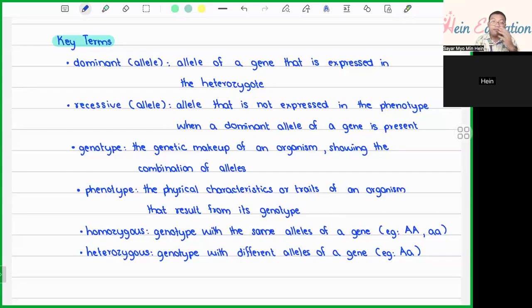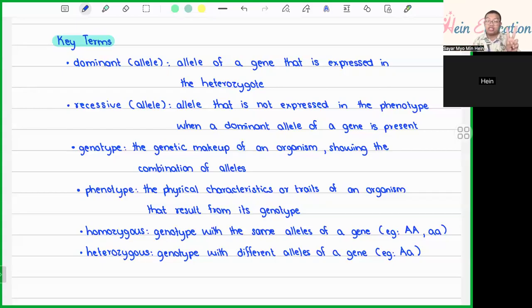So I will go over one more time. We have dominant and recessive. Dominant is the trait or character that will be expressed even in the heterozygous stage. And recessive is not expressed in the phenotype when there is a dominant allele present. So it needs both alleles to be together to be able to express in the phenotype. And genotype, let's put it simply, means genes, genetic characters, which are inside our cells in the DNA. It is the genetic makeup of an organism. And phenotype is the physical feature or physical characteristic that results from its genotype.